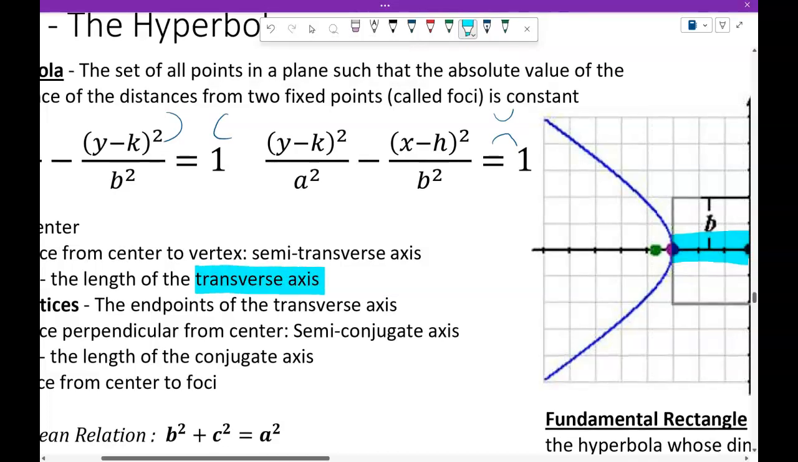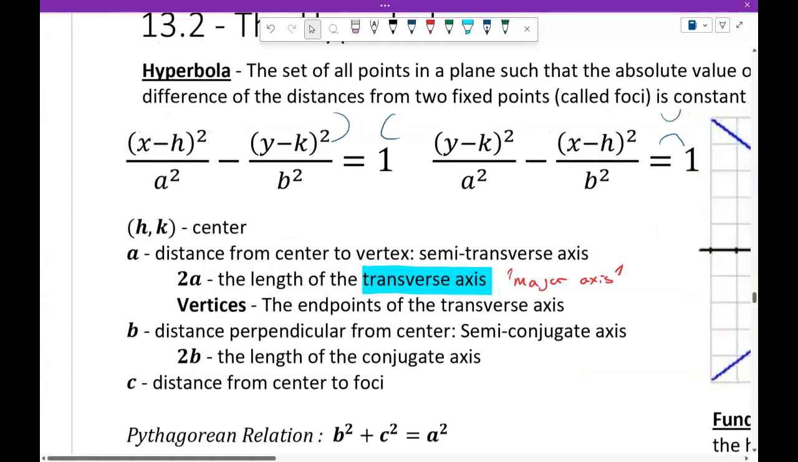Now, we don't use the same nomenclature as we did with the ellipse, instead calling it a transverse axis instead of a major axis, because it's not always going to be the largest. It plays the same role as the major axis, but again, A does not have to be the largest.